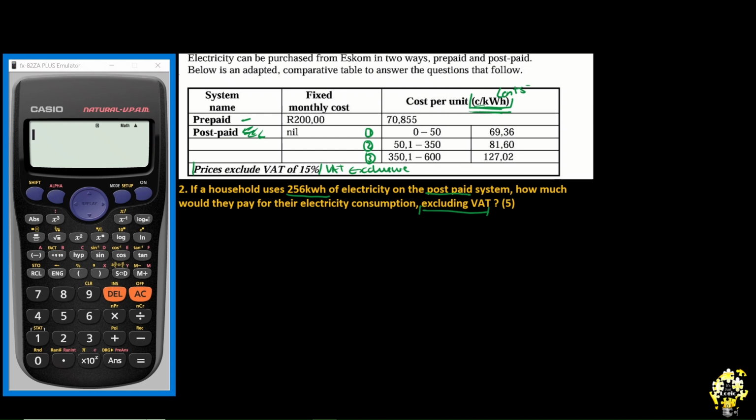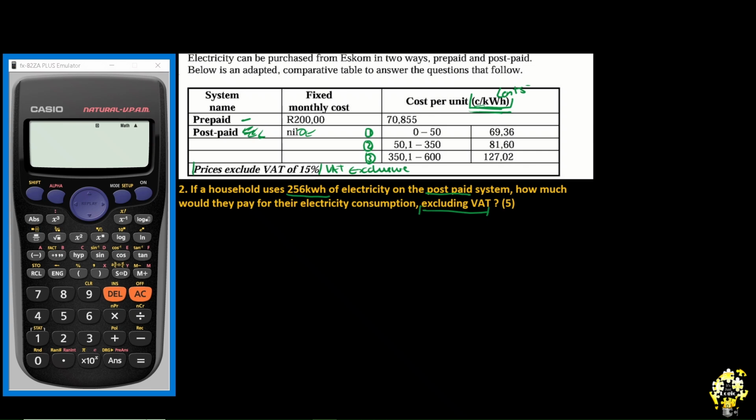Postpaid is that there is no fixed. Nil simply means zero. There is no fixed monthly cost, but you do pay for whatever you have used. So just like previously, I told you there are many: there are telephones, there is electricity, there is water. If you have the basics right, you will be able to solve all of them.